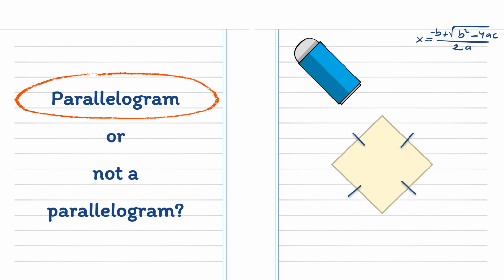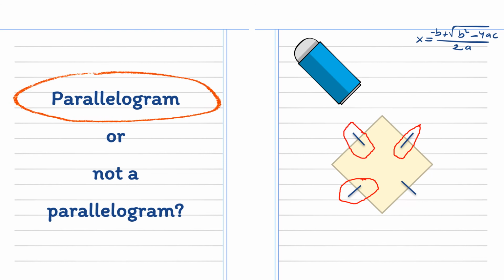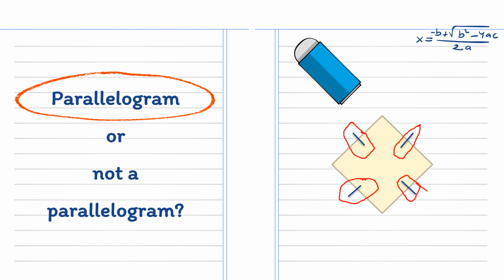Okay, so this example is a parallelogram because the sides of our quadrilateral are equal. So this side is equal to this side. And because all sides are equal, it means that all angles are also equal.